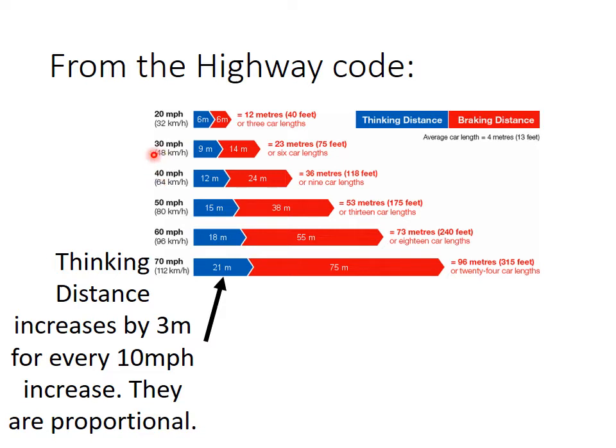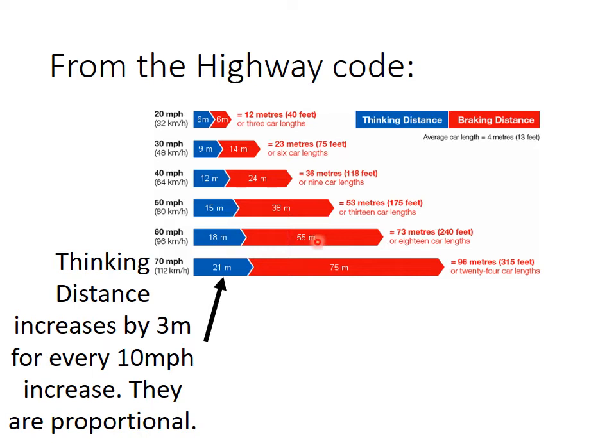And look, if we increase the speed from 20 to 40, so we double the speed, the distance also doubles. If we go from 30 to 60, the distance also doubles. So there's that clear, directly proportional relationship between these two values.